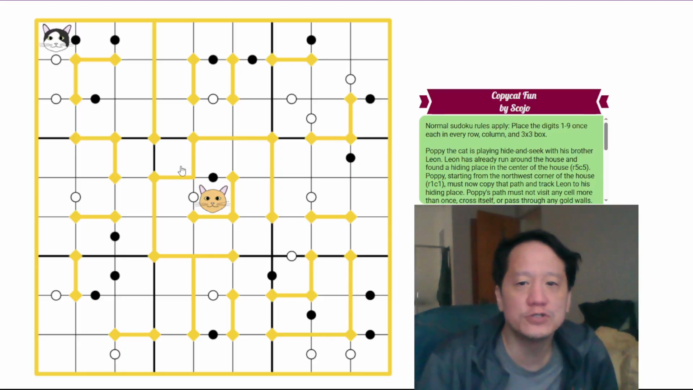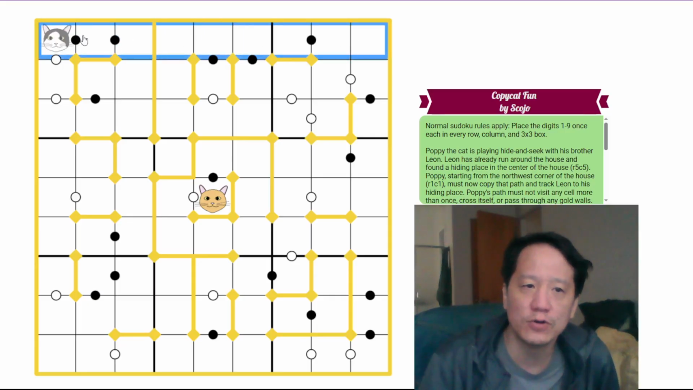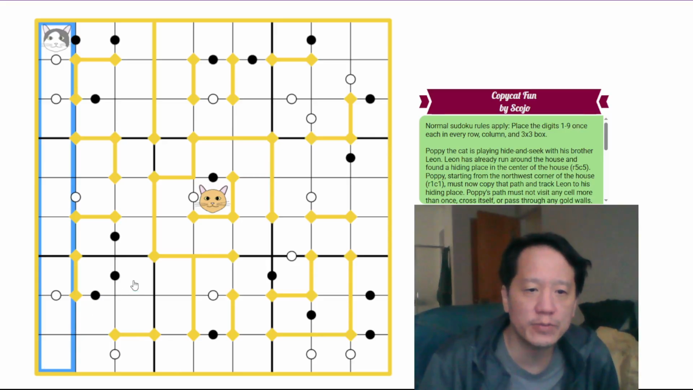Here are the rules. Normal Sudoku rules apply, which means place the digits 1 through 9 once each in every row, column, and 3 by 3 box.